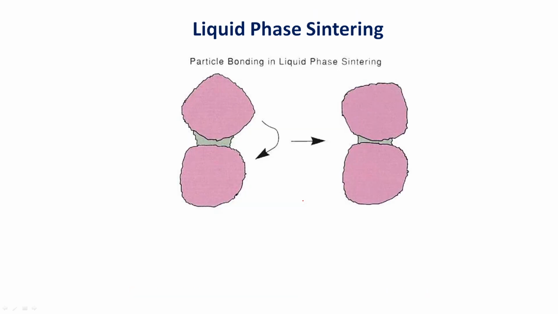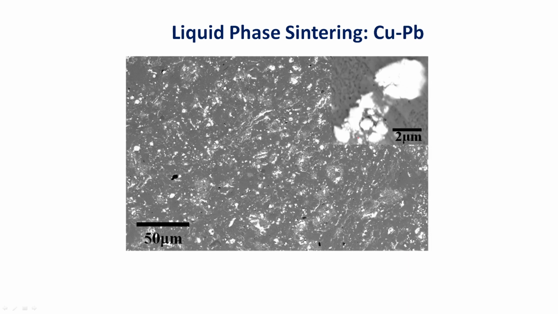More details of liquid phase sintering: you can see that there is a meniscus formation, this is the meniscus, and they are joined together. So you do not need to form a neck, you form a meniscus. This is a picture from our work on copper lead alloy. Lead is a low melting temperature material, copper is a relatively high melting temperature material, and this lead acts as a liquid phase during sintering at about 350 to 400 Celsius. The copper can be easily sintered.